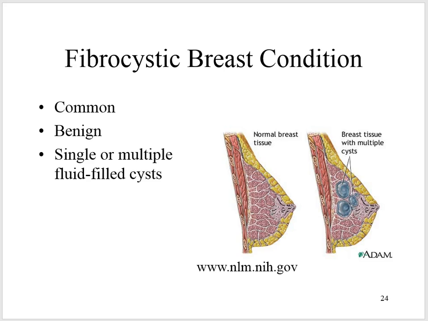Fibrocystic breast condition. It's common, benign, and you'll have single or multiple fluid-filled cysts. It rarely occurs after menopause. It's a generalized diagnosis for a condition in which there are palpable lumps or cysts in the breast that fluctuate in size with the menstrual cycle. Causes are linked to the hormonal changes associated with ovarian activity, and there's a tendency to run in families.